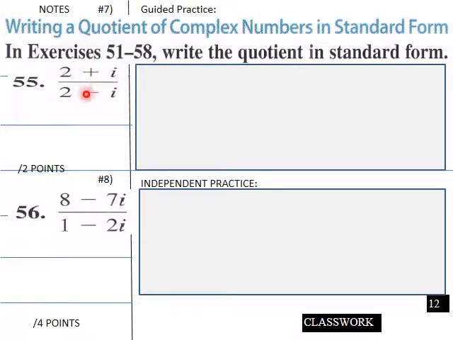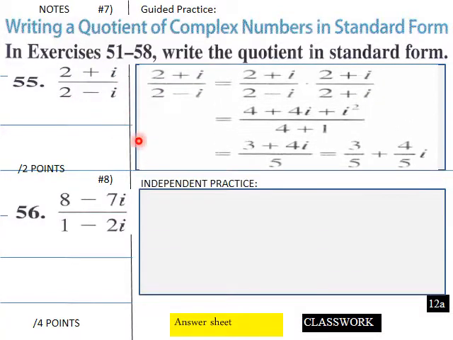Now, (2 + i) over (2 - i): write the quotient in standard form. We multiply by the conjugate of the denominator, which is 2 + i, and multiply the numerator by 2 + i as well. The denominator comes out to 4 + 1. The numerator is 4 + 4i + i squared, and i squared becomes negative 1. So this is (3 + 4i) over 5. Then we separate it: 3/5 + 4/5 i. This is written in standard form.